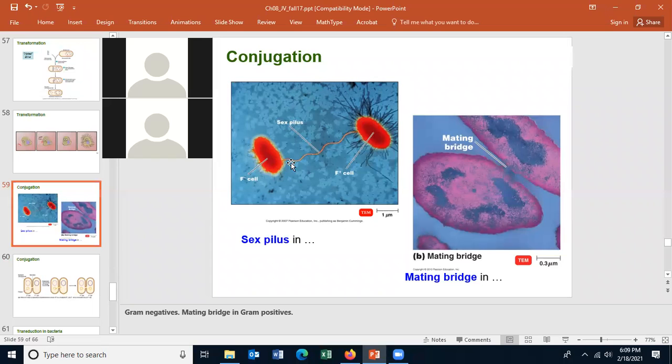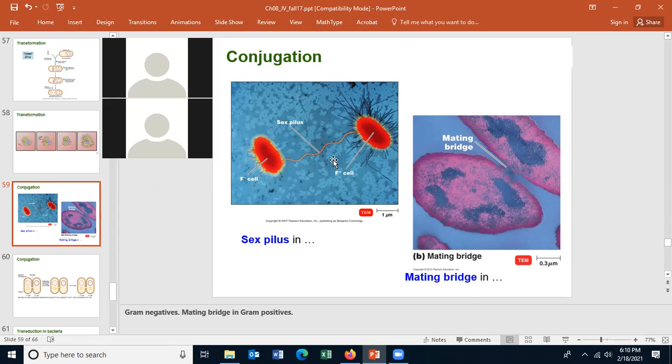Because the sex pilus is hollow, and then a plasmid, which is the F plasmid from this cell, can copy itself and then send one copy into the F minus cell. And that's how gram-negative cells engage in sexual conjugation with sex pilus. Okay?